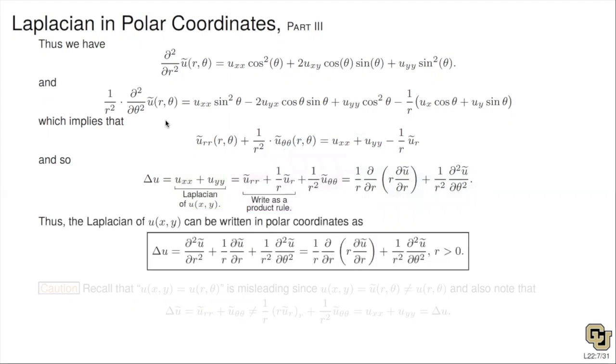And so now, for Laplace u, we'll try and solve this problem using separation of variables. We'll assume u can be written as a function of r times a function of theta, and then we'll try and solve that with the polar coordinates.